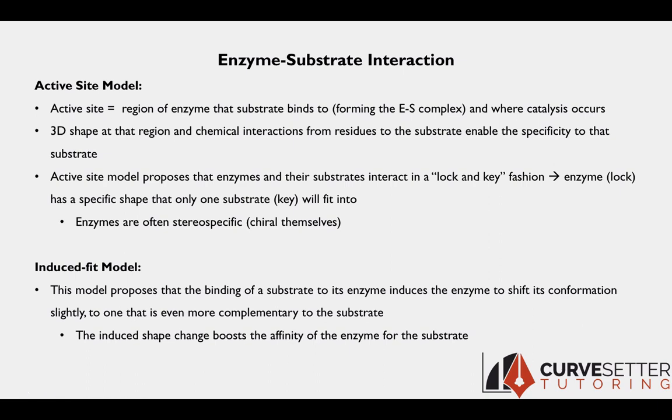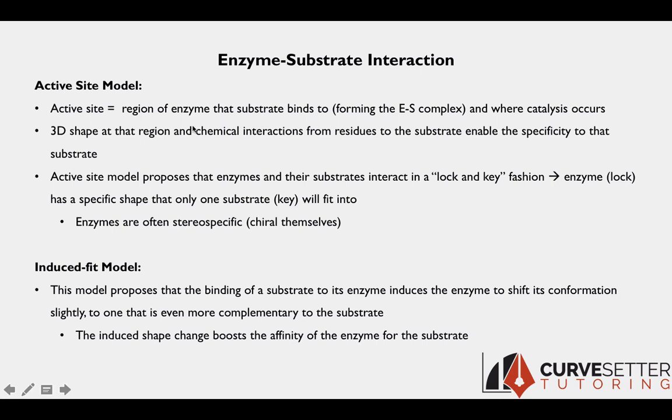So more specifically, the active site model says that enzymes and their substrates interact in a lock and key fashion. So the enzyme, which is the lock, has a very specific shape and chemical environment that only one substrate, which is the key, is going to fit into. And I just wanted to add here, so you guys know that enzymes are often stereospecific. To be stereospecific, they'd have to be chiral themselves, and that means that they would only react with one stereoisomer of a particular reactant.